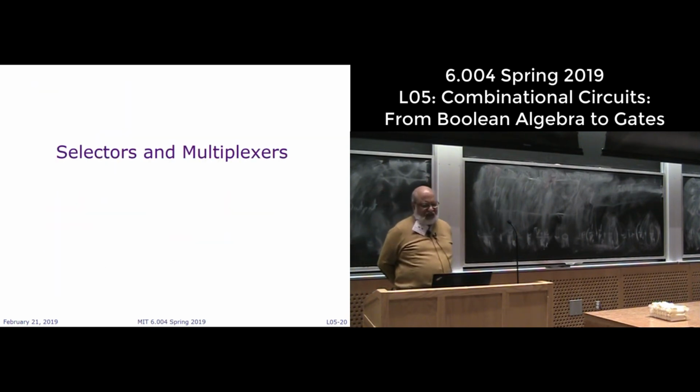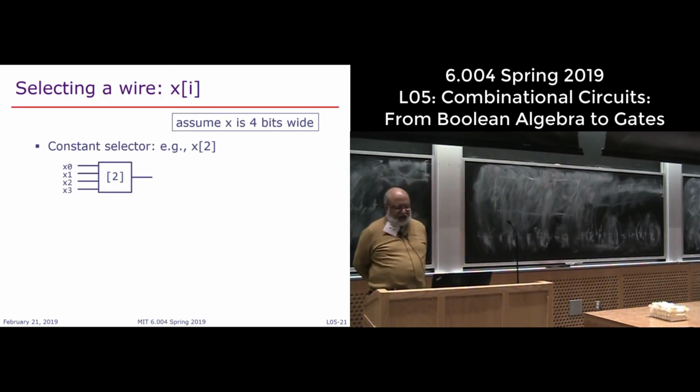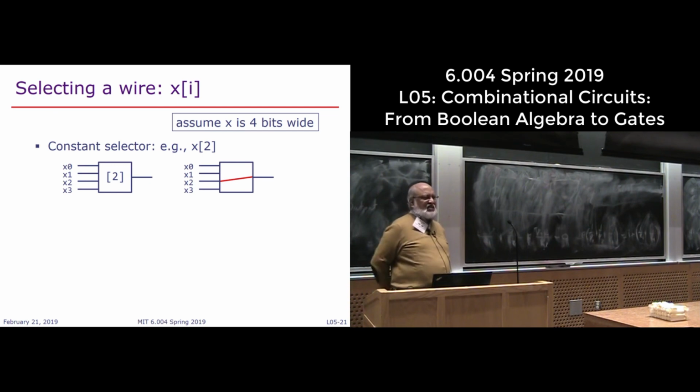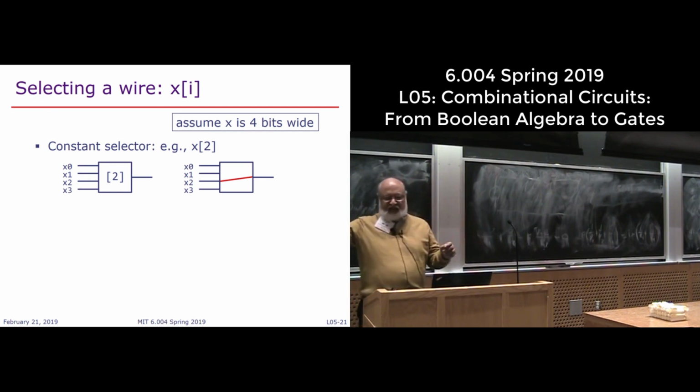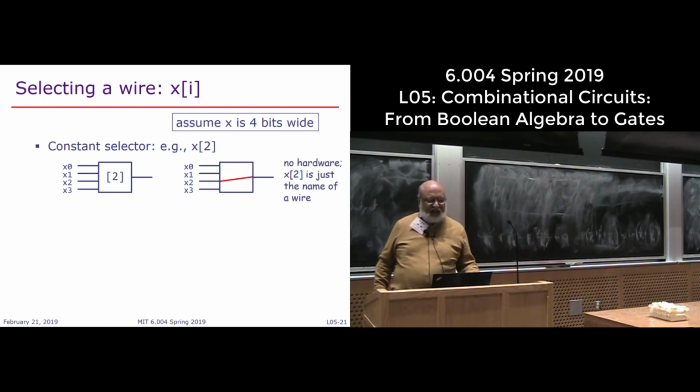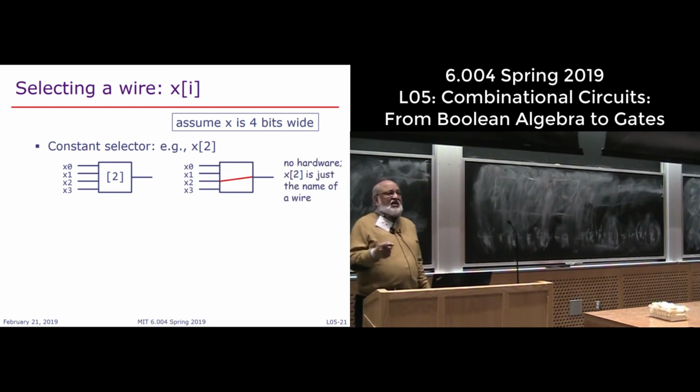Now let me do selectors and multiplexers, which are also extremely useful circuits for us. Now, all of you at some level know the concept of a selector. I have, say, a 4-bit quantity, 4-bit vector, x0, x1, x2, x3, and I'm saying, give me the second one from it. So this is just simply a hardware connection. There is no hardware generated in this. So if you tell me that you want the second one, I just take that wire and connect it over there. So fixed selectors involve no hardware. It's just renaming the wire.